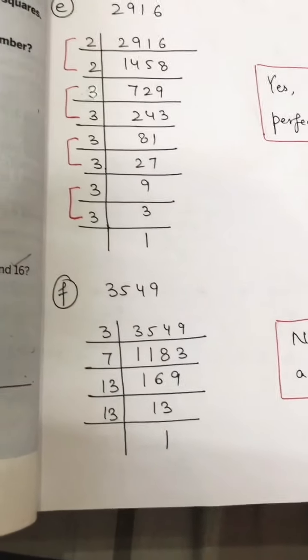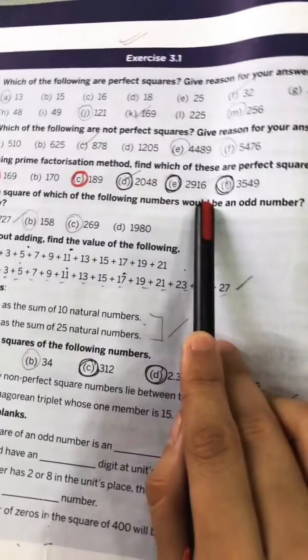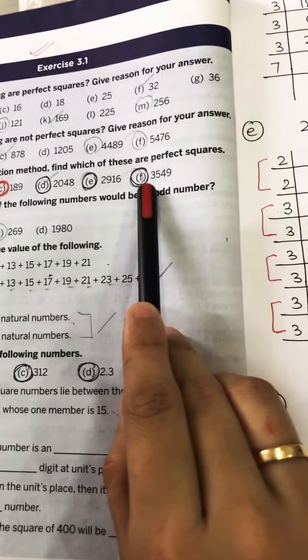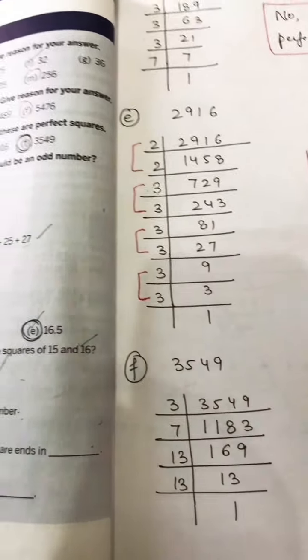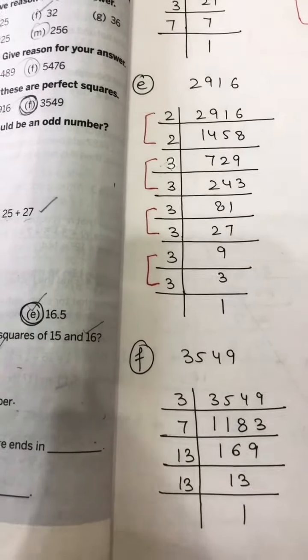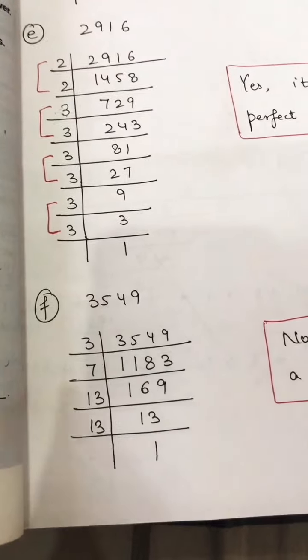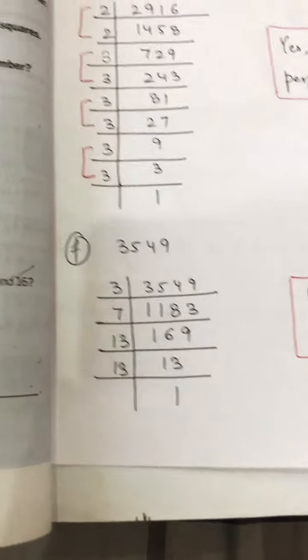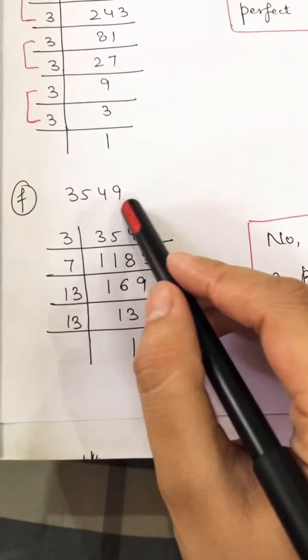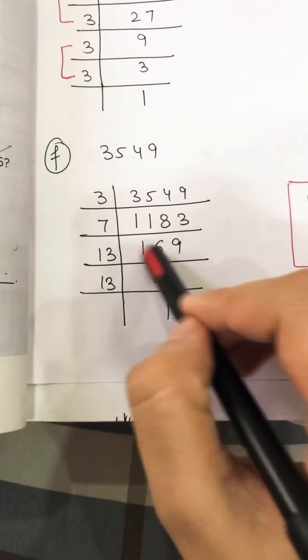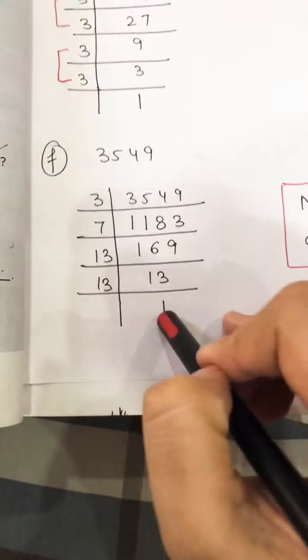Now the last part. I haven't given any part for homework, I'm solving each and every part. But if you are facing any doubt, you have to pause the video and repeat it from that step once again. F part is 3549. Now see, it will go on the 3 table first of all, then the 7 table, then it will go on the 13 table.